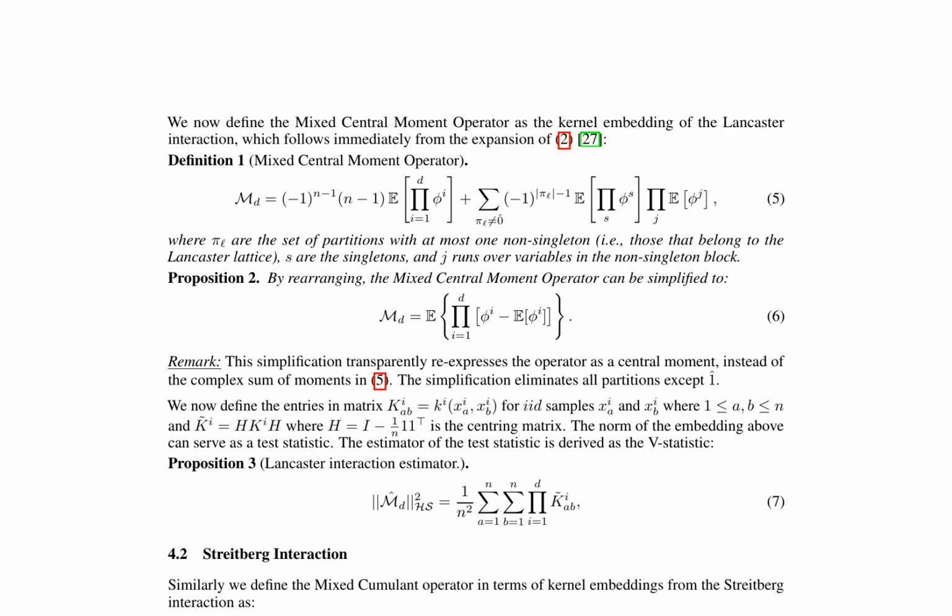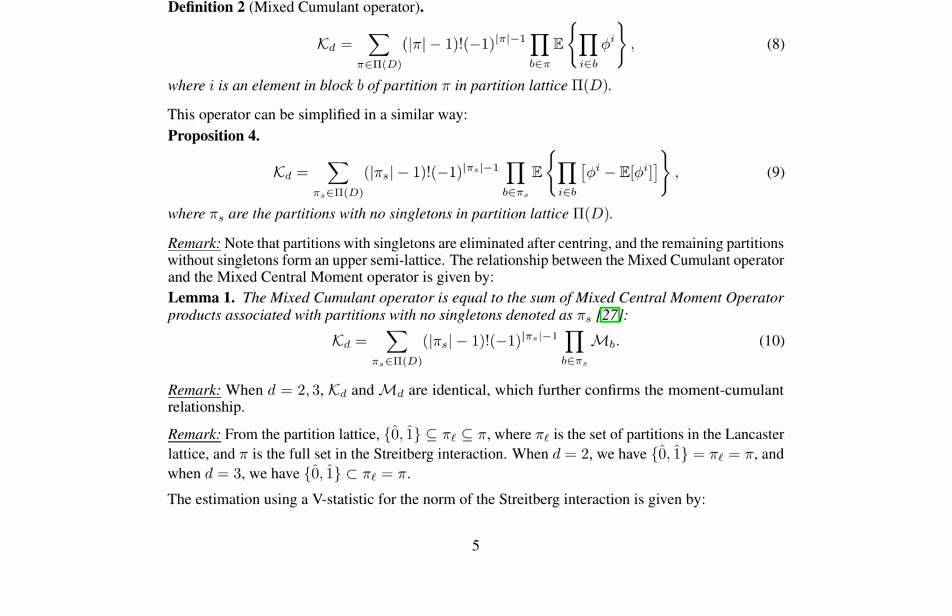The norm of the embedding serves as a test statistic, with the estimator derived as a V-statistic, given in proposition 3, equation 7. The mixed cumulant operator is defined in terms of kernel embeddings from the Streitberg interaction, as shown in definition 2, equation 8. This operator can be simplified similarly, as stated in proposition 4, equation 9. The partitions with singletons are eliminated after centering, and the remaining partitions without singletons form an upper semilattice.